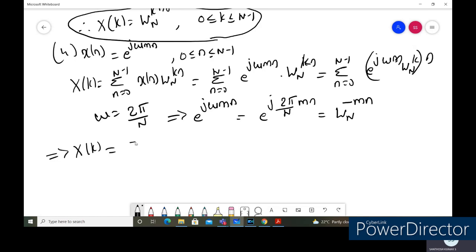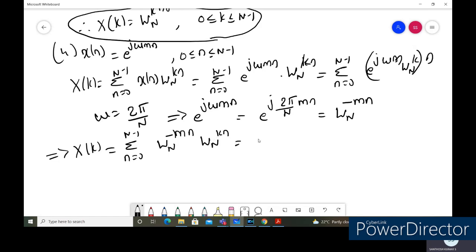So it is equal to the summation n equal to 0 to N minus 1, and in place of e to the power of j omega n, we can substitute omega to the power of minus k m n. Since k m n is there, but k is not there in the m n term, we get m n into omega to the power of k into n.